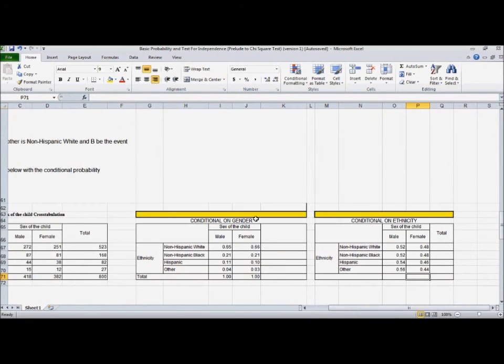Now we have all of the probabilities here. We have the probabilities conditional on gender. So that was the probability of non-Hispanic white given male, non-Hispanic black given male, Hispanic given male, other given male, non-Hispanic white given female, non-Hispanic black given female, etc. And we saw that those columns added up to 1. Now in this case we were conditional on ethnicity. So now these rows should add up to 1 in this case. So now we'll see that they do add up to 1.